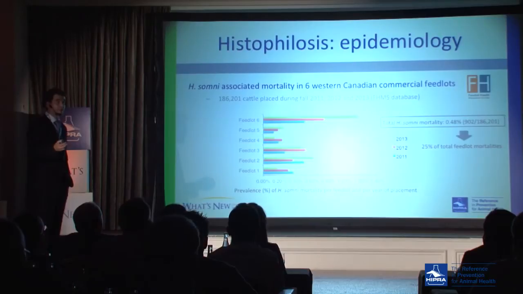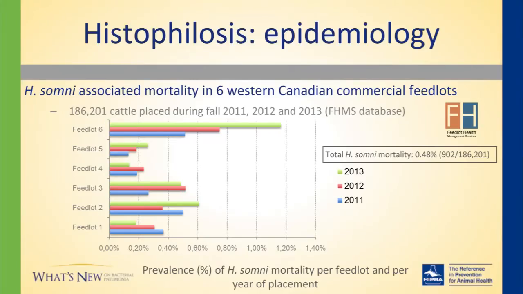Because there is no recent paper on the H. somni epidemiology in the literature, I did a query of the H. somni associated mortality in 6 Western Canadian feedlots from the Feedlot Health Management System database. That represents 2011 to 2013, that represents 186,000 calves. And I looked at the H. somni mortality. You can see that the mortality is quite different from one year to another, and also quite different from one feedlot to another. Feedlot 5, for example, less than 0.2% most of the time. Feedlot 6, up to 1.2% of mortality in all the feedlot-placed calves.